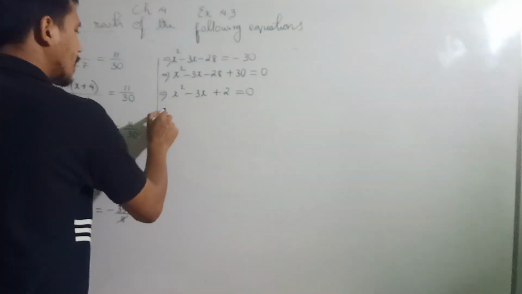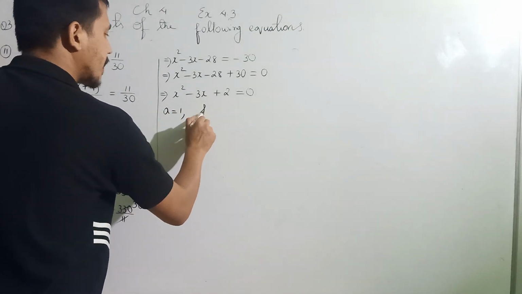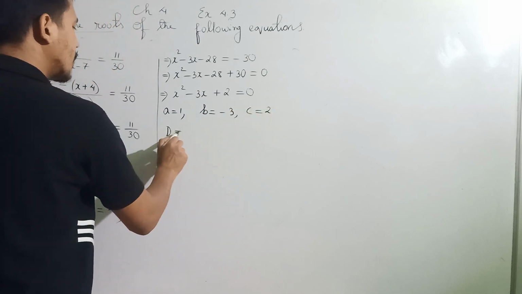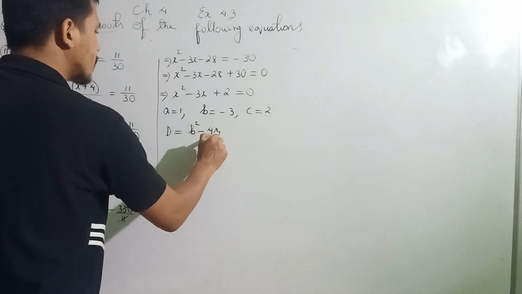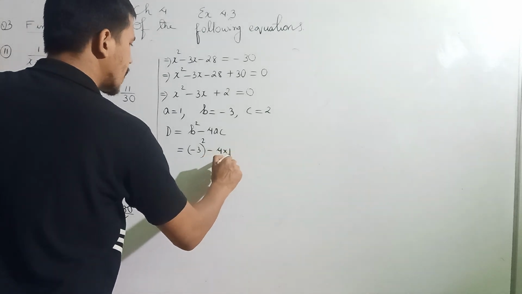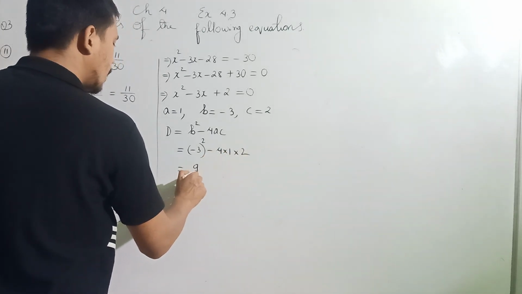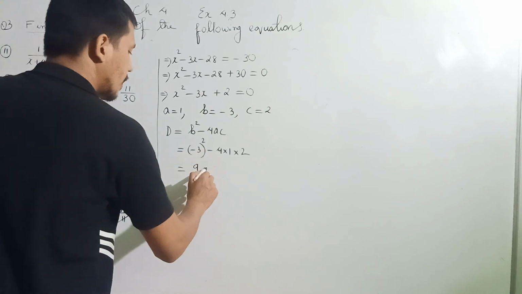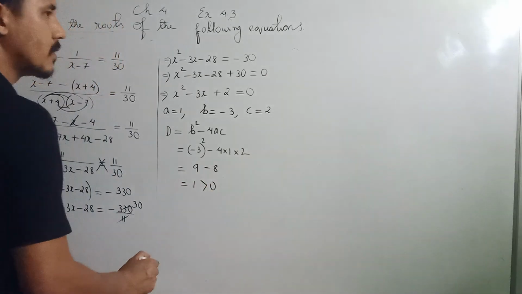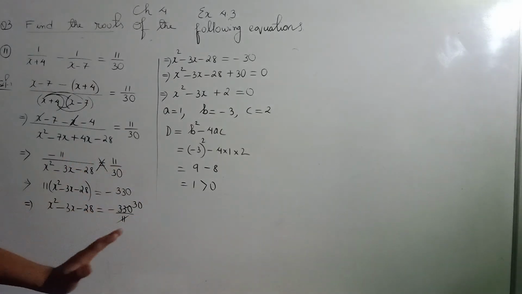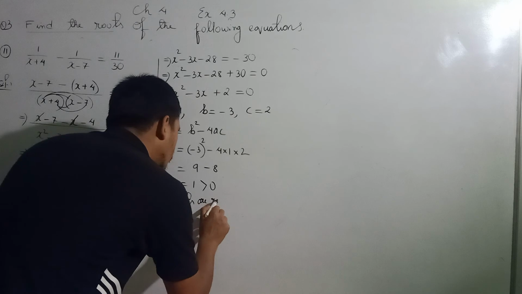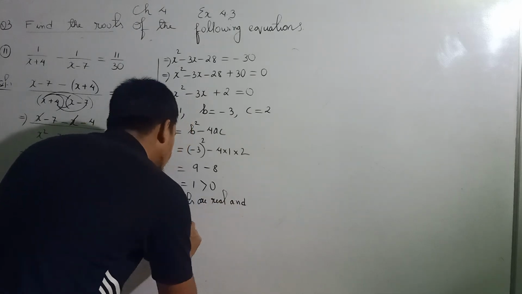So here your coefficient of x squared is 1, so a is 1. Coefficient of x is minus 3, so b is minus 3. Constant term is 2. Now we have D, which is b squared minus 4ac. Here b is minus 3, so minus 3 square, minus 4 times a is 1, c is 2. Minus 3 square is 9. Minus 4 times 2 is 8. 9 minus 8 is 1. 1 is a positive quantity greater than 0. So we have real roots and they are distinct. Therefore, roots are real and distinct.